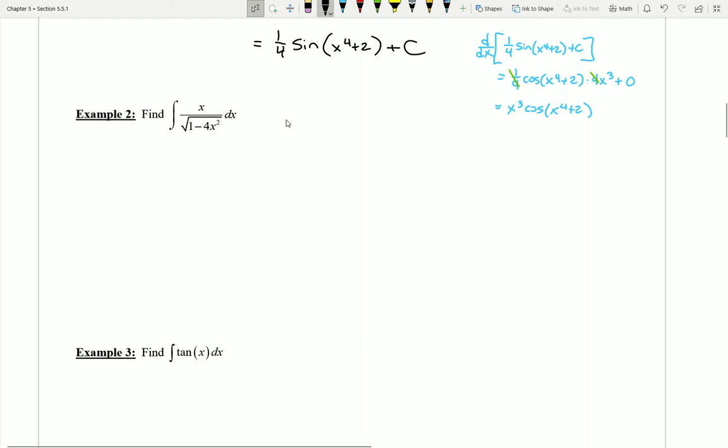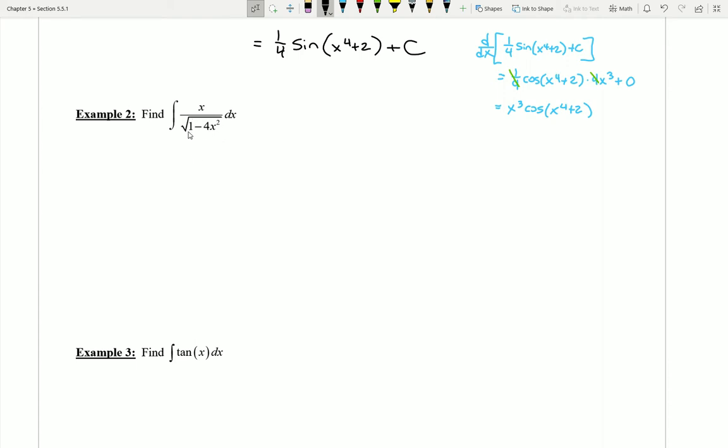Let's take a look now at example number 2. I want to go ahead and find the antiderivative of the function x over the square root of 1 minus 4x squared. Oof, okay. Well, again, is this a derivative rule that I know from earlier? No. The square root on the bottom, with the 1 minus, might start making me think about inverse trig, but I don't think this actually fits the appropriate form here.